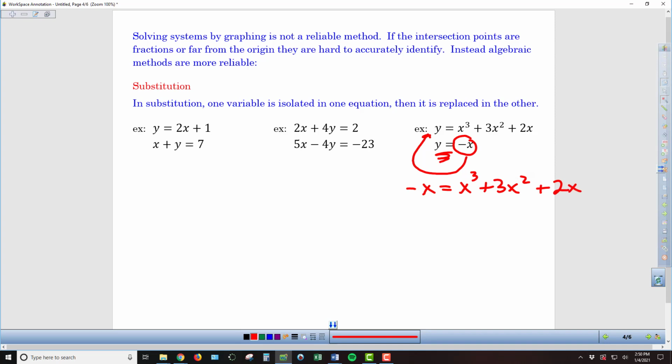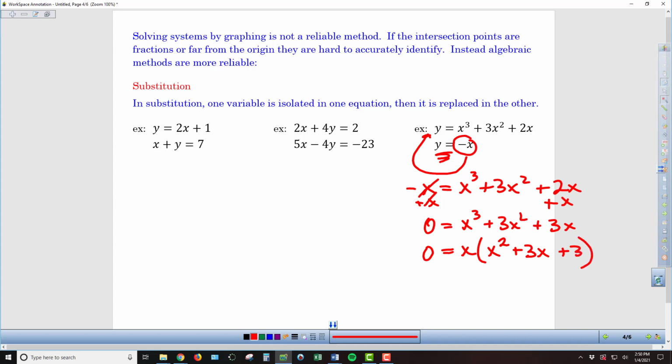This is clearly not a linear equation, but the technique still applies. So I've got the equation down to just one variable, so I'm going to pile up everything on one side and set it equal to 0 so I can see if I can try to do some factoring here. So I'm going to add x to both sides. So I get 0 equals x cubed plus 3x squared plus 3x. Now I'm going to factor out an x. So I've got x times (x squared plus 3x plus 3).